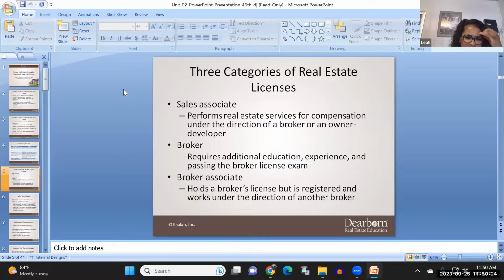Okay. But that's if they have less than 10. No, that rule doesn't count for them. That's only for the CAM license, remember? I thought if you were working for an owner developer and they had more than 10 units... No, that's property management. Don't confuse it.